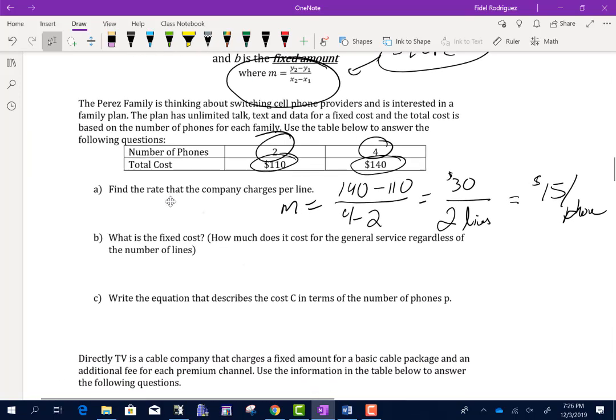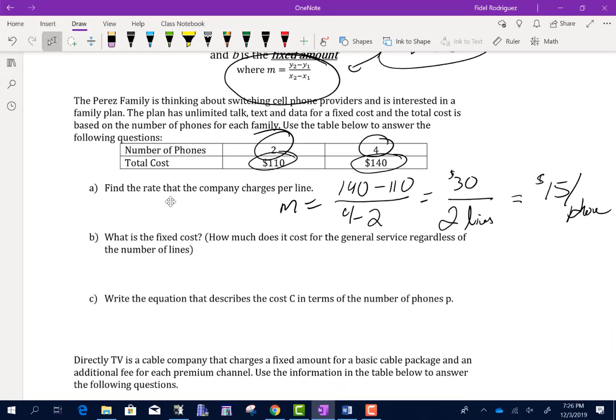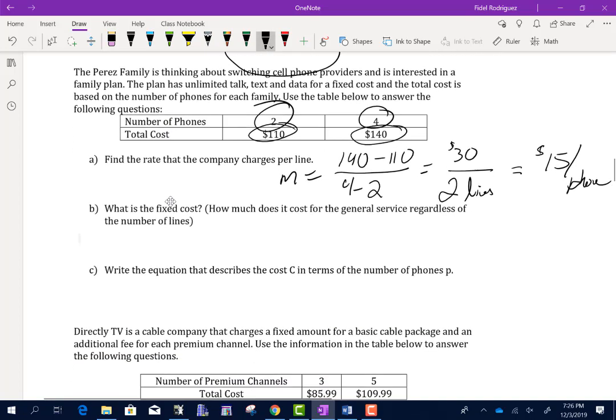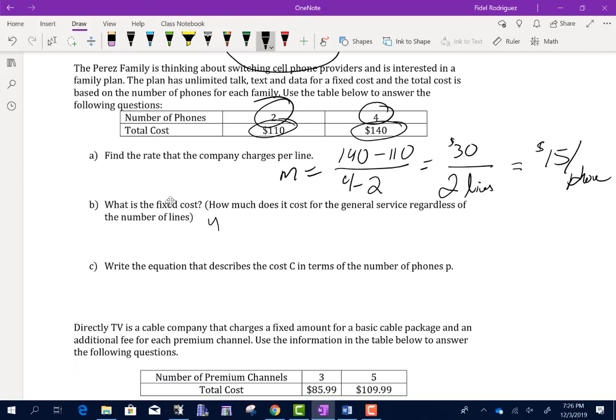All right, so now look what it says for the next part. It says, what is the fixed cost? How much does it cost for the general service regardless of the number of lines? Okay, so guys, I want you to notice I have an equation right here that says y equals mx plus b. So the first thing I'm going to do right here, guys, I'm going to write this out. Y equals mx plus b.